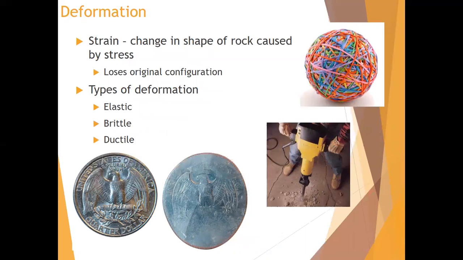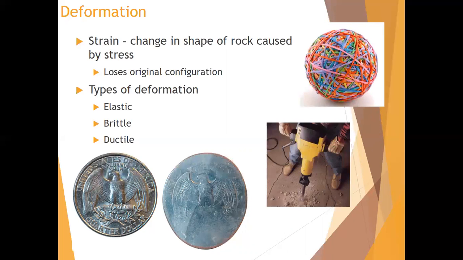And a couple other words we should kind of define before we really get started. One is the word strain. A strain is a change in shape of a rock caused by stress. The rock is going to lose its original configuration and it is going to be deformed. Strain is the result of a deformed rock. So how can we deform it?